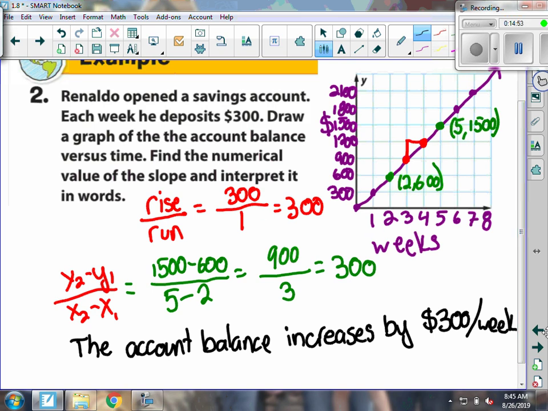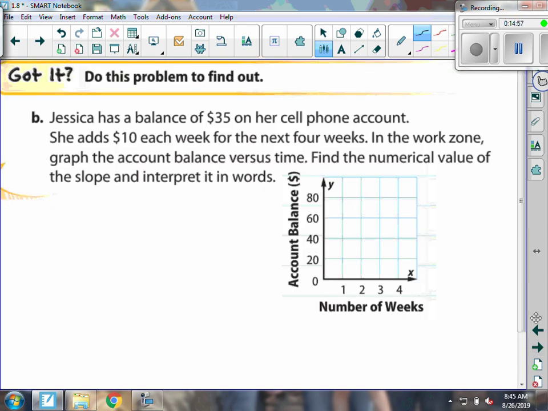Okay, so here's one similar to that. So copy this down. Jessica has a balance of $35 on her cell phone account. She adds $10 each week for the next 4 weeks. In the work zone, graph the account balance versus time. Find the numerical value of the slope and interpret it in words. So this one's just a little bit different, so see if you can figure this one out. Go ahead and copy this down, please.